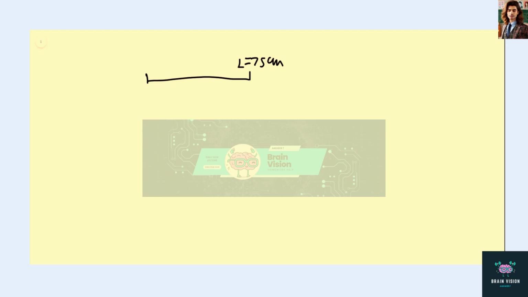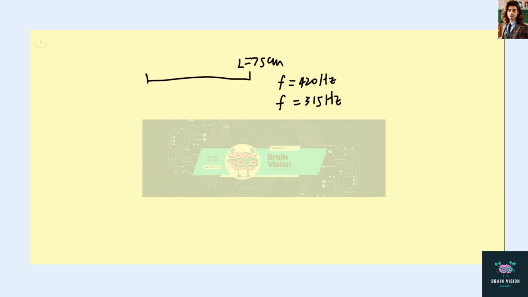In this question, we have a stretched string that is 75 centimeters long, with a resonance frequency of F equals 420 Hertz and another of F equals 315 Hertz. These two are consecutive resonance frequencies, but of course, they're not necessarily the lowest ones.